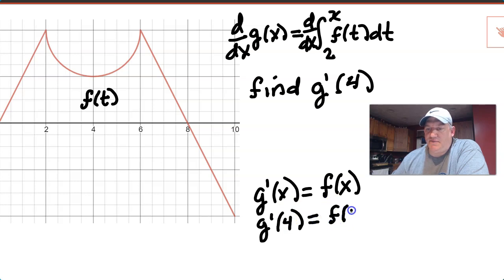And we can find f of 4 by looking at the graph, because we have a function of f. So f of 4, we're here at a height of 2. So g prime of 4 is equal to 2.